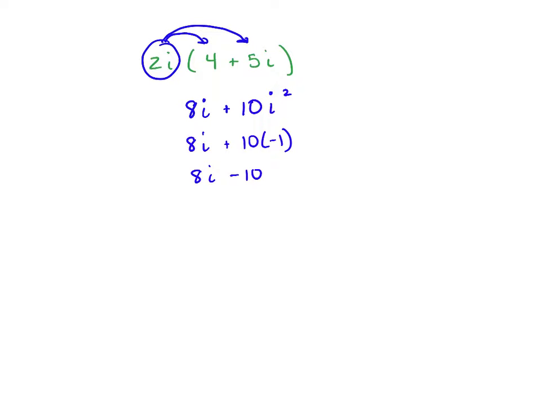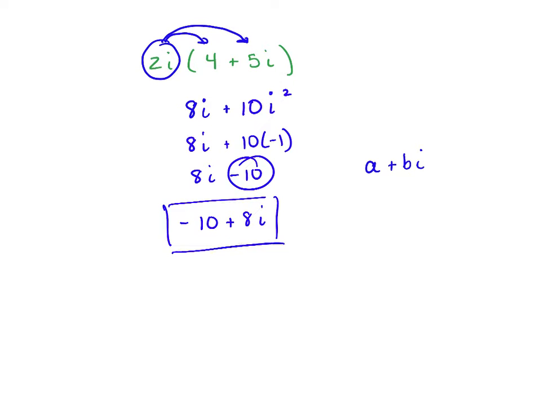Now this is a correct answer, it's just not written in standard complex form, which is the real part first. So our real part is the negative 10, and our imaginary part is the 8i. So that is our best form for the final solution.